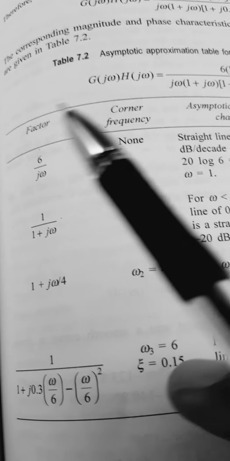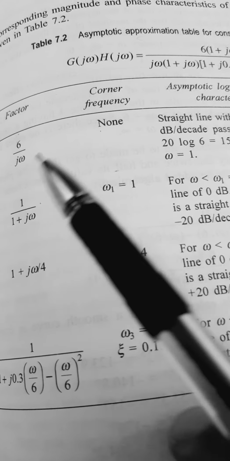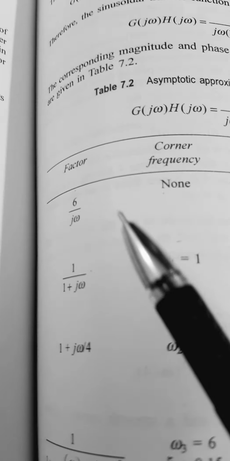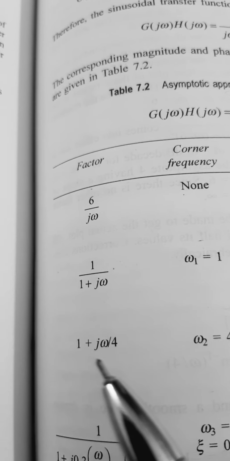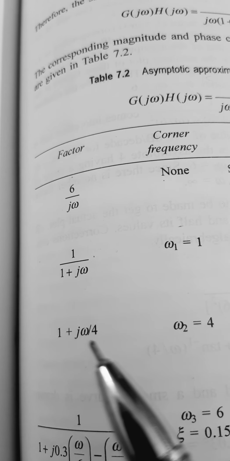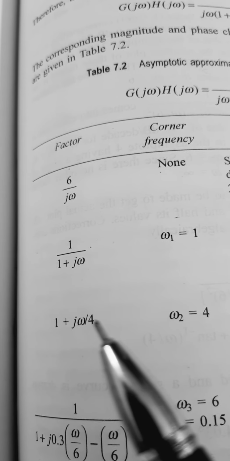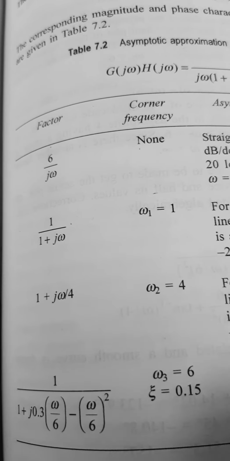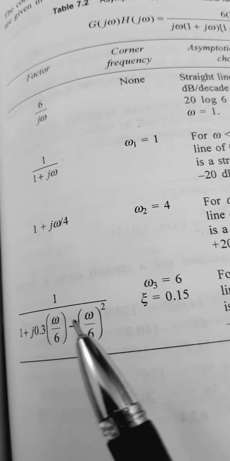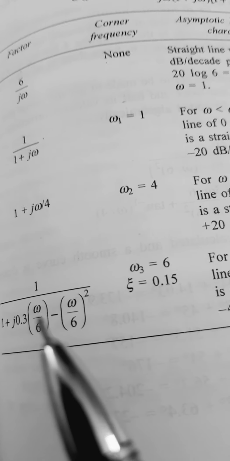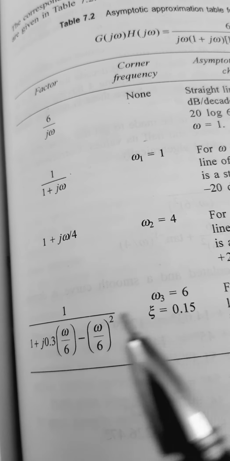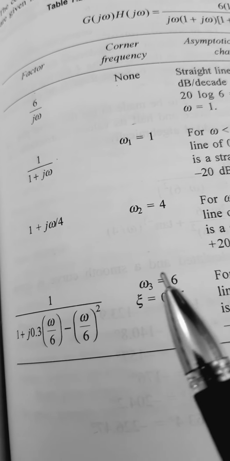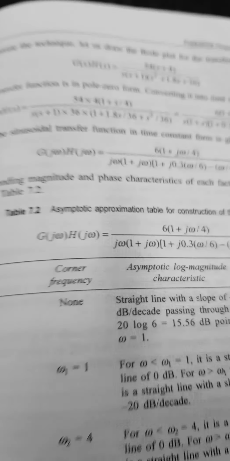Or here 6 by j omega, from this we got it. From that omega 1 is equal to 1. Here omega 2 is equal to 4. Now the term that comes below the omega, you can consider it as the corner frequency. So here omega 3 is equal to 6. Later we will understand that. I'll explain in more detail.